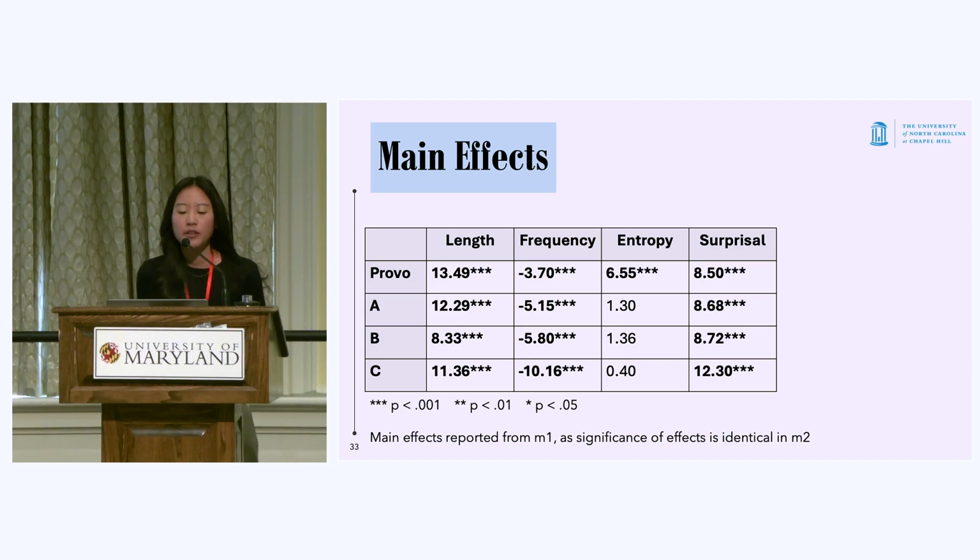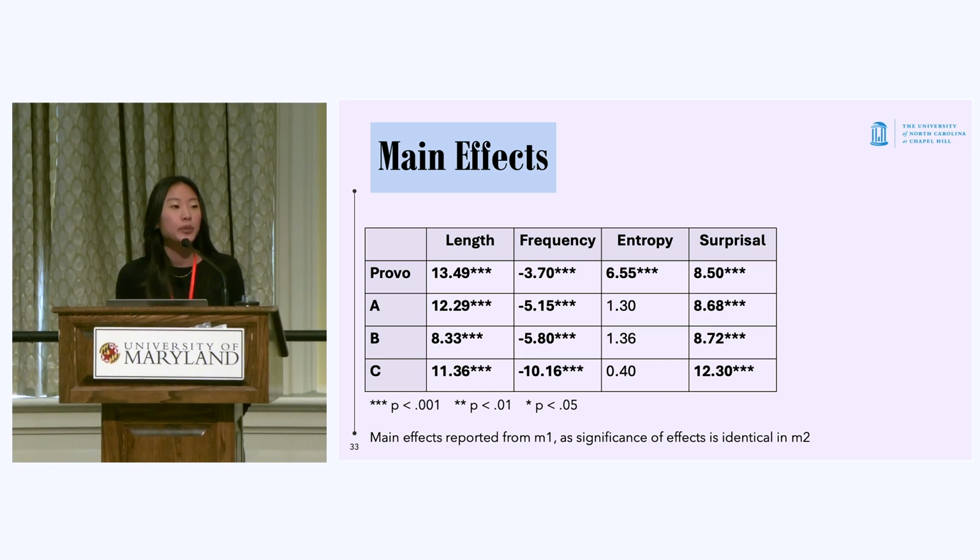Here are the main effects. So there were significant main effects of length, frequency, and surprisal in all data sets. The length and frequency effects were in their expected direction. Surprisal was such that the more surprising a word was, the longer the reading time, so also expected. Entropy had a significant main effect only in the Provo corpus.